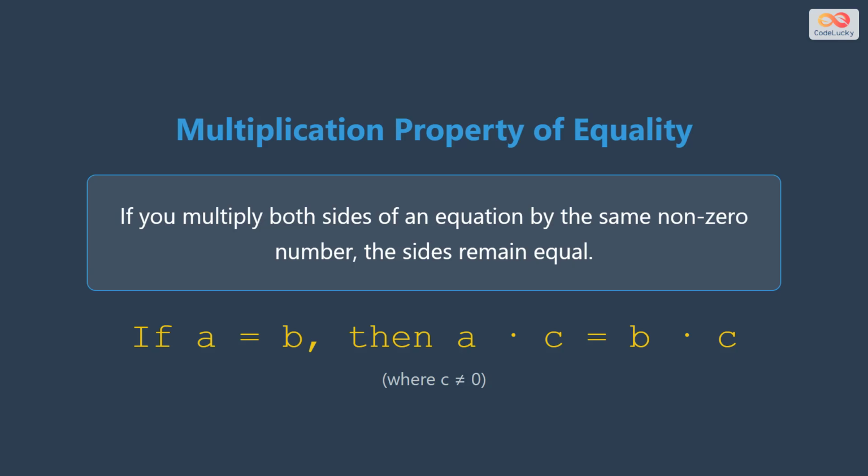Mathematically, the multiplication property of equality states that if you multiply both sides of an equation by the same non-zero number, the two sides remain equal. So, if A equals B, then A times C is equal to B times C, provided that C is not zero.